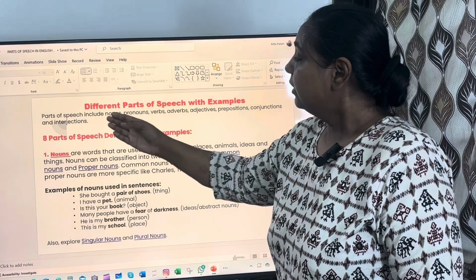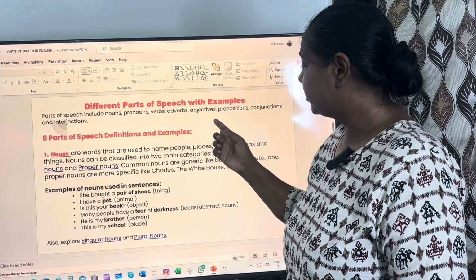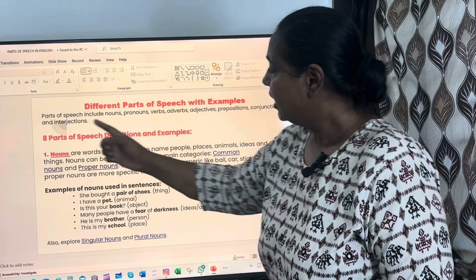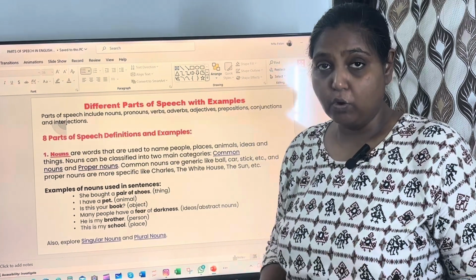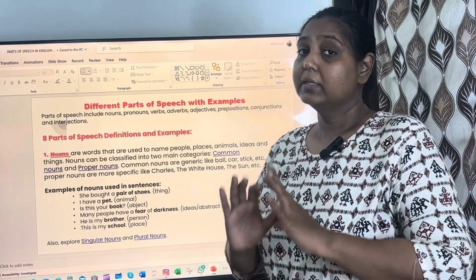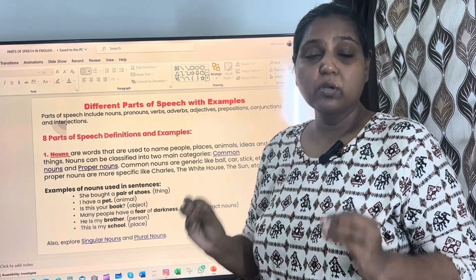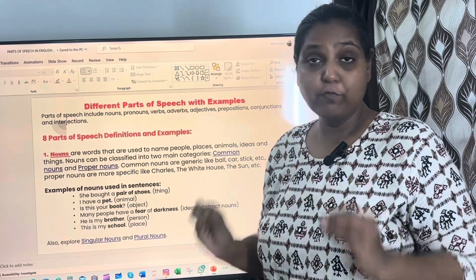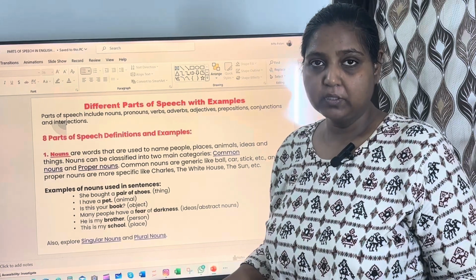So parts of speech include nouns, pronouns, verbs, adverbs, adjectives, prepositions, conjunctions, and interjections. These are the main 8 parts of speech. Without this, the language is incomplete. Without this, the person cannot grasp the full understanding of what he or she is trying to say.